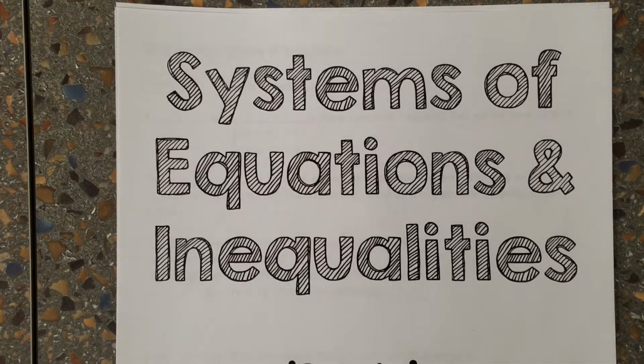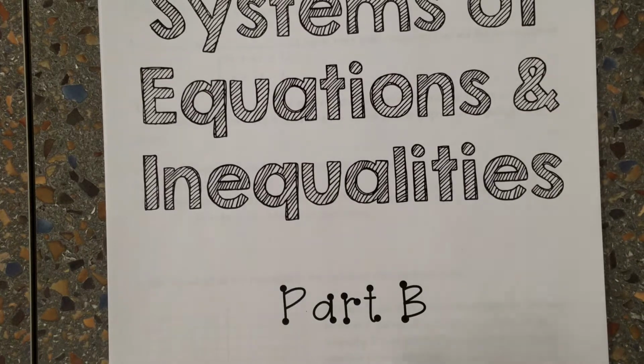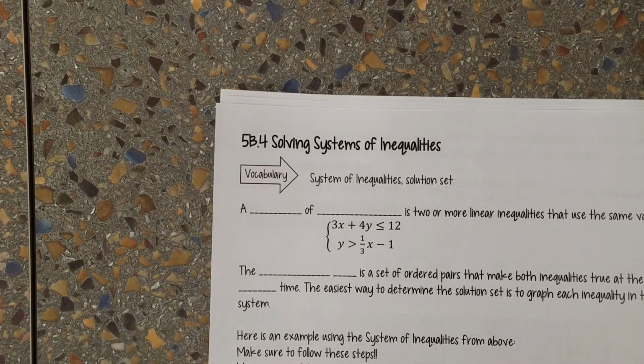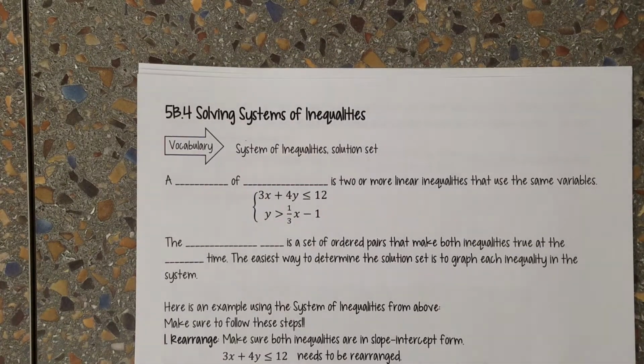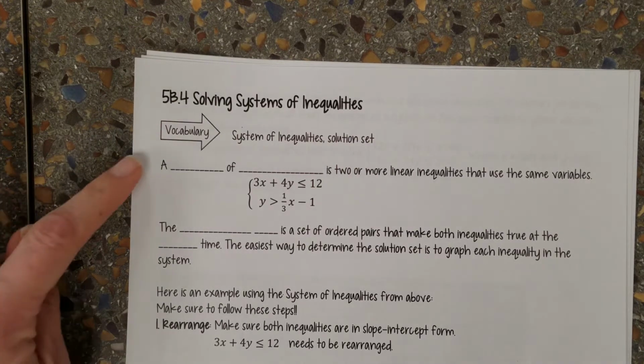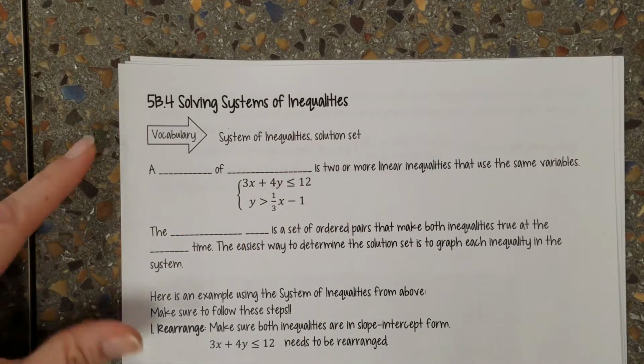This one is continuing with our systems of equations and inequalities, but we're starting part B now. Today we are doing 5B.4, which is solving systems of inequalities. There's a couple of vocabulary words that you guys need to know on this one. So if you have your vocabulary sheet that you haven't quite finished yet, then you can pull that out really quick and do these. So we're going to talk about systems of inequalities and solution set first.